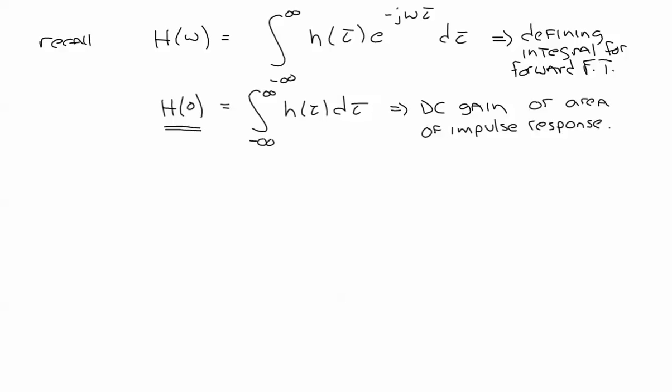So plugging that into the result at the bottom of the last page, what I get is that the mean of the output equals the mean of the input times the DC gain of my linear system. That's one general result. So as a simple example, what if we have a little RC low-pass filter?